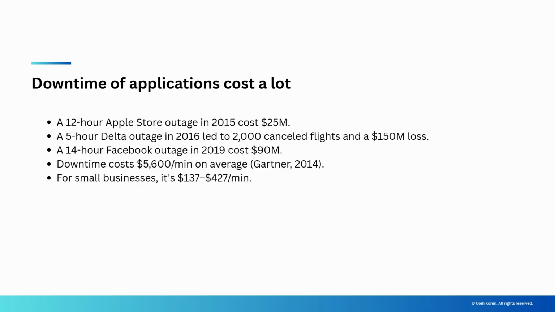According to Gartner, the average cost of downtime is about $5,600 per minute. For small businesses, it is less and can range from $137 to $427 per minute. These examples are not just technical issues, downtime is also a business problem. By integrating performance testing into the application development process, we can prevent them before they affect customers and revenue.